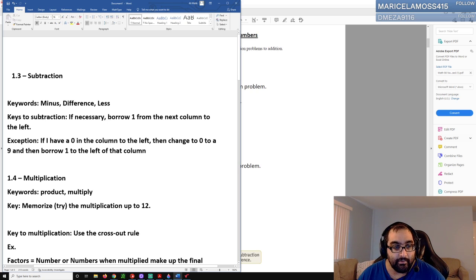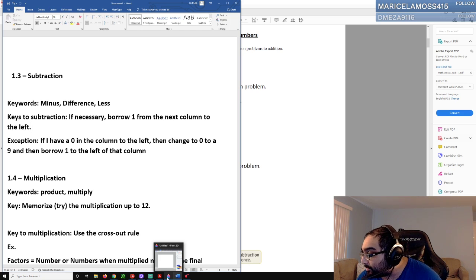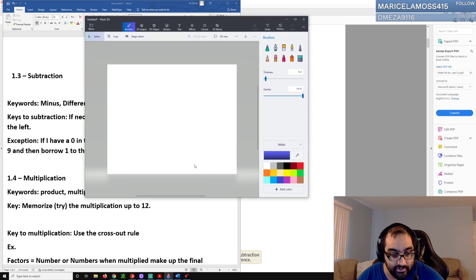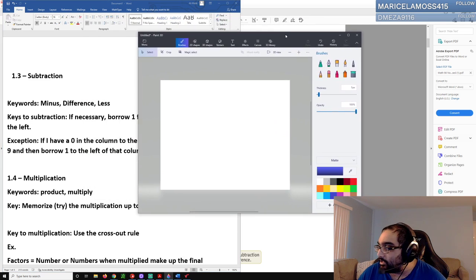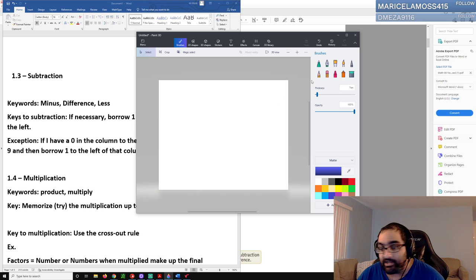Now, let's talk about the keys to subtraction. One of the keys to subtraction is, if necessary, borrow 1 from the next column to the left. Let's take a look at a couple of examples and see where we don't borrow 1 from the left and where we do. Let's see exactly what we're working with.